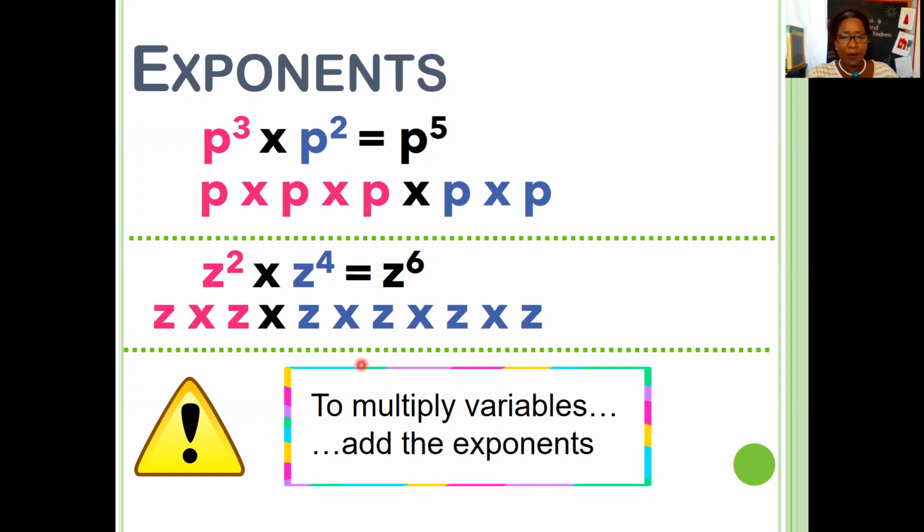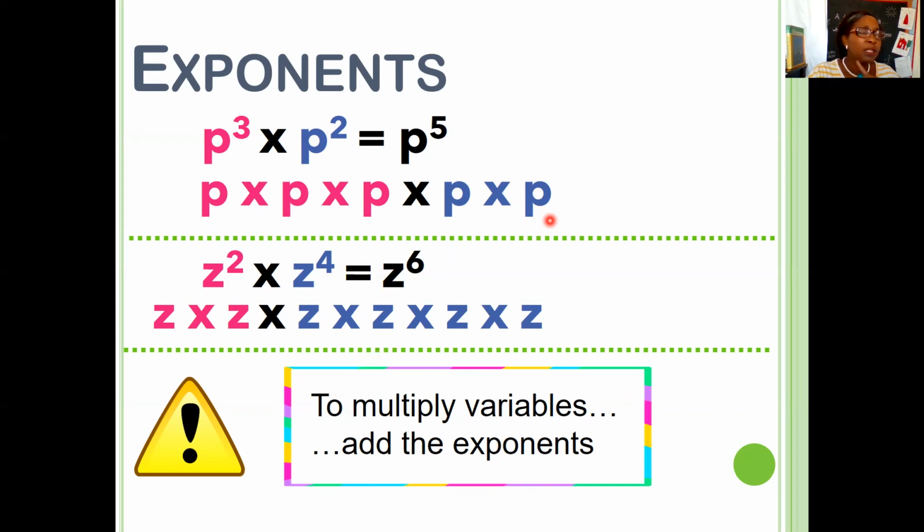So down here at the bottom, we got a little bit of a tip for you to help you so you do not have to keep on writing out those variables. To multiply variables, add the exponents. I'm going to say it again. To multiply variables, add the exponents.